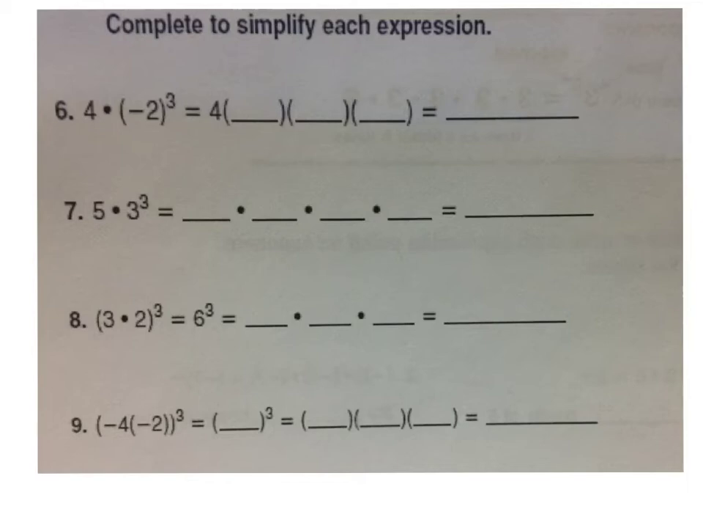Let's do number 6. 4 times negative 2 cubed, to the 3rd power. So that means 4 times negative 2 times negative 2 times negative 2. We're going to expand our power. And if we follow order of operations, we get 4 times negative 2 is negative 8, times negative 2 times negative 2. Negative 8 times negative 2 is positive 16. And 16 times negative 2 leaves us with negative 32.